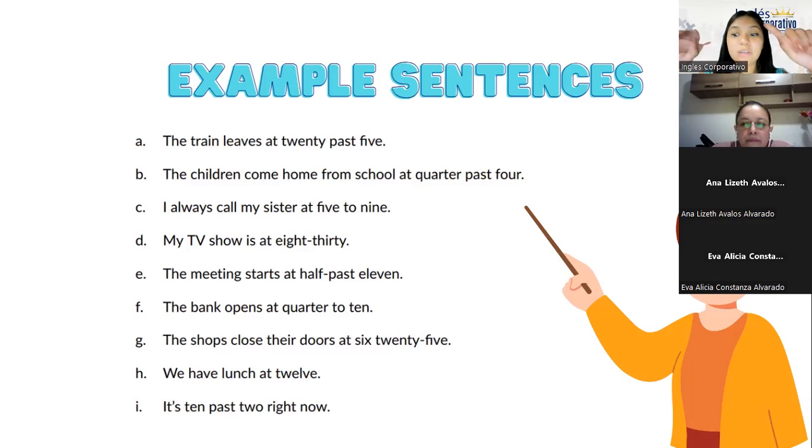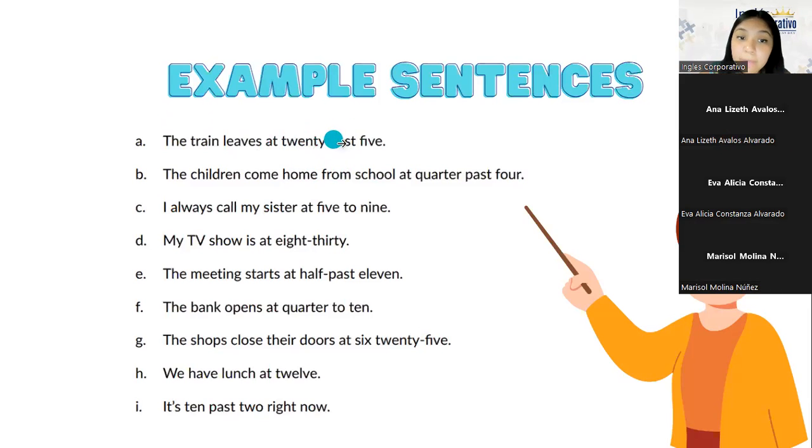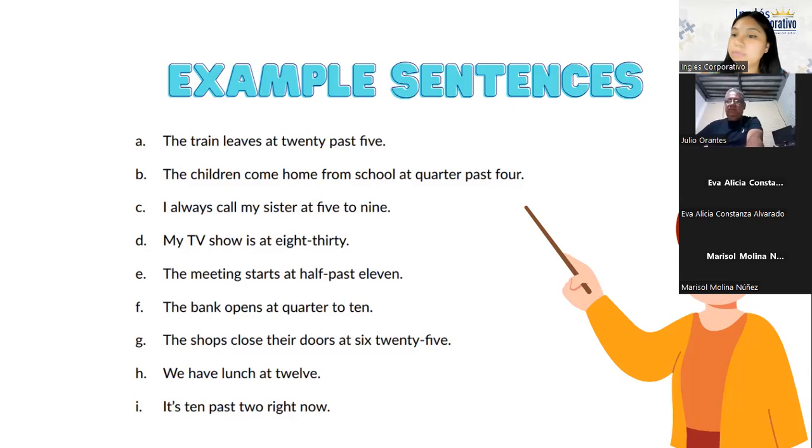Pasadas de las 5. 5 y 20. No, 5 y 25 no, guys. Porque entonces diríamos 25. 20 solo es 20. Entonces, 20 pasada de las 5. ¿Ve? 20. ¿Qué pasa? Significa pasado. Pasado, pasadas. ¿Yes? 20 pasada de las 5. Entonces son las 5 y 20. It is 5:20.